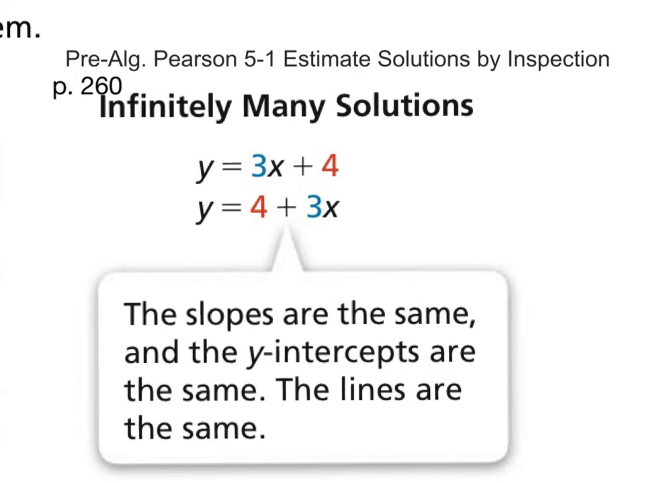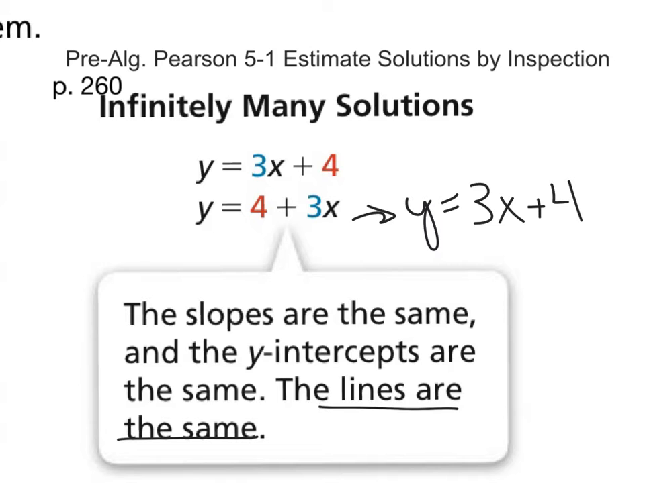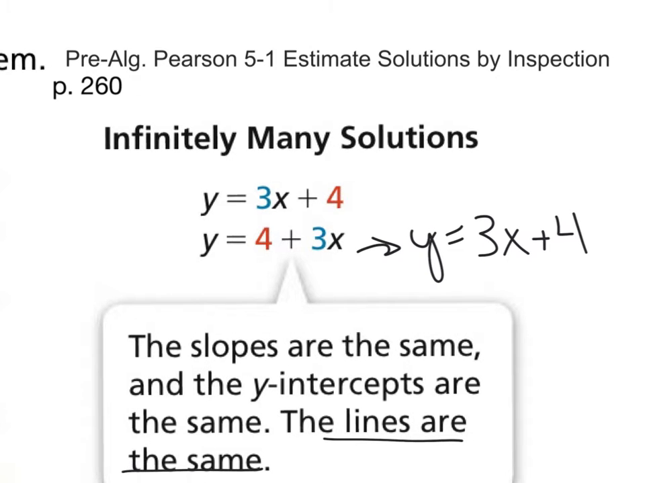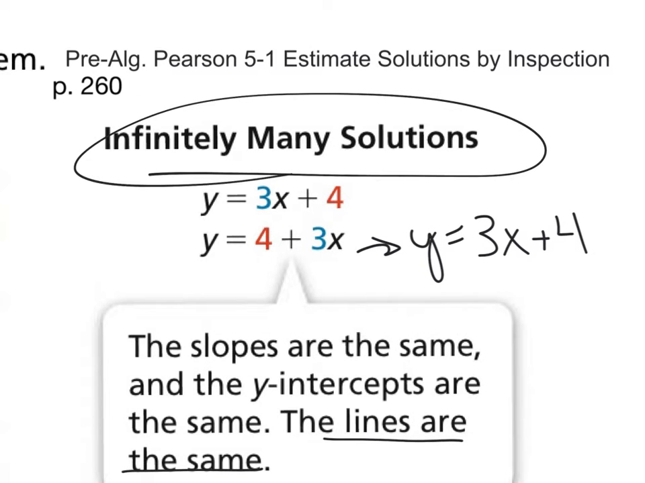And then finally, not too much of a trick there, they just switched the terms around. Both of those equations are y equals 3x plus 4. They have the same slope, they have the same y-intercept. The lines are the same as each other basically. And that means we have infinitely many solutions. Those lines are always going to be intersecting each other.